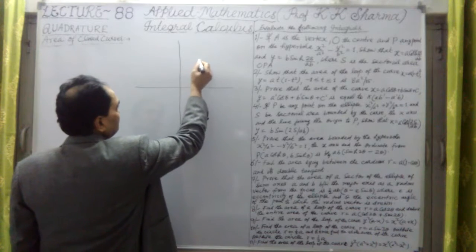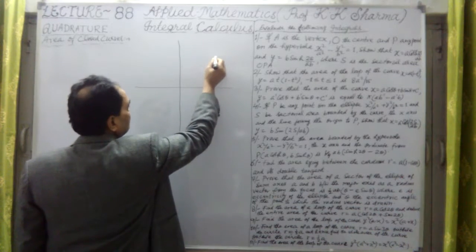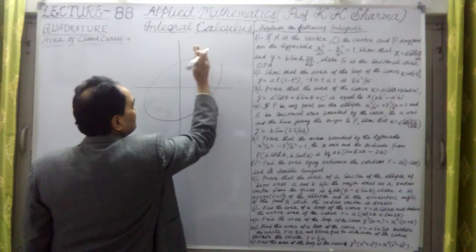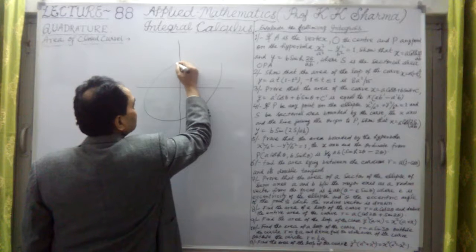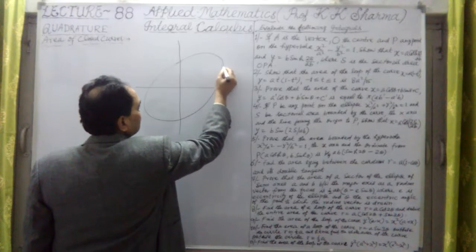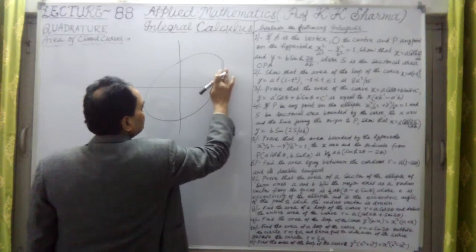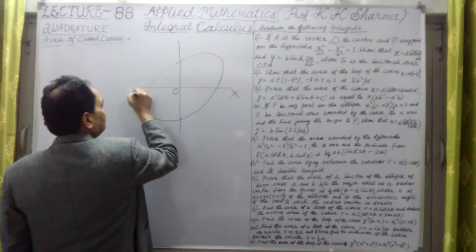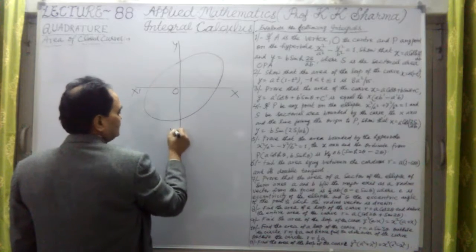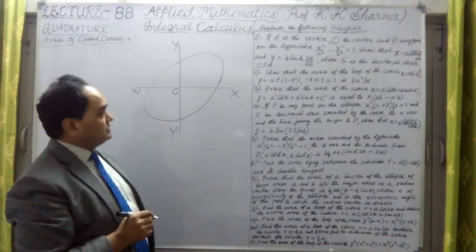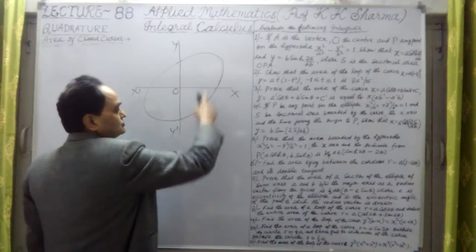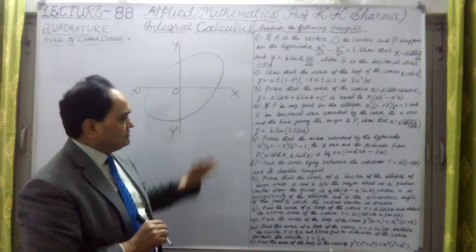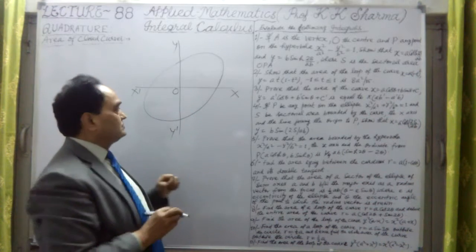Let me take a closed curve like this, a closed curve of this type. This is the x axis, O the origin, x dash axis, y and y dash axis. So we have to find the area of this closed curve. That is the objective of these questions today, and I will show how to find the area of this closed curve.